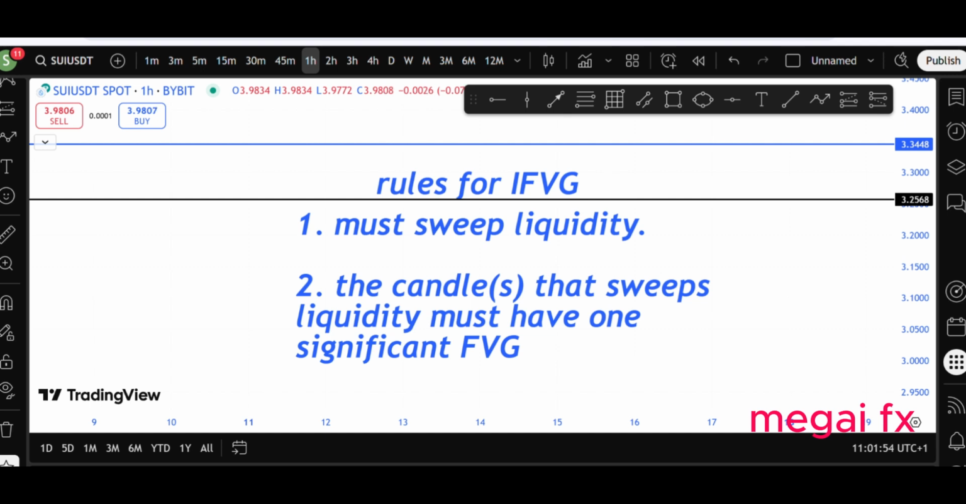We have different types of entry models: fair value gap, break of support and resistance, order block, many. But inversion fair value gap is one of the most powerful entry models you can use. Then, if you must use inversion fair value gap for trade entry, there are certain rules you must take into consideration.